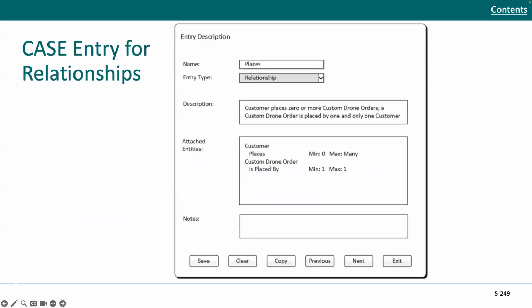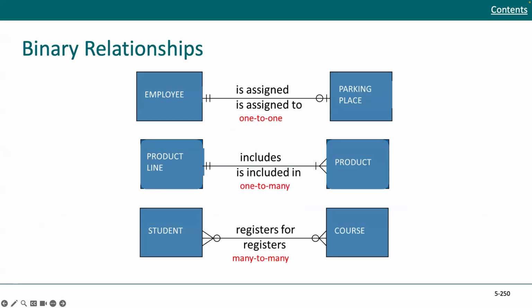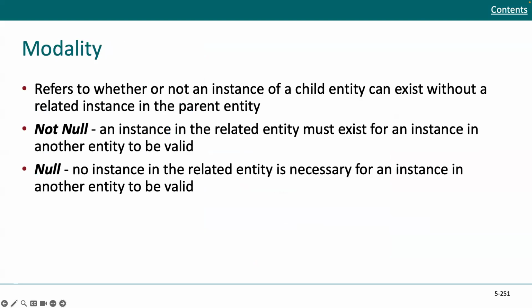Coming back to our CASE tool that we can refer to in the textbook, this is showing the entity for relationships between entities. Here are examples of binary relationships. An employee is associated with a parking spot, a product line is associated with a product, a student is associated with a course. First, it's a one-to-one. The second one is one-to-many. And finally, the last is many-to-many. Those are all possible ways that we can have relationships.